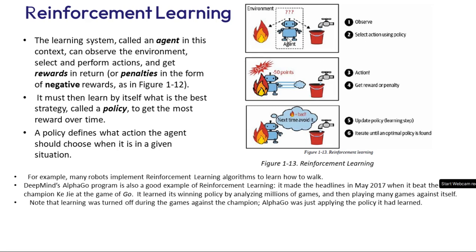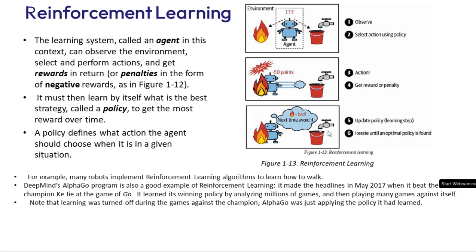So if you see this diagram, the agent here is learning from the environment. Suppose it's going towards a fire, you are giving it a penalty of minus 50 points. Next time, when it gets the penalty, it will avoid it, right? So it will update its policy. When it gets a penalty, it will update its policy in the next learning step. So basically it will iterate. The learning will be an iterative process until an optimal policy is found.